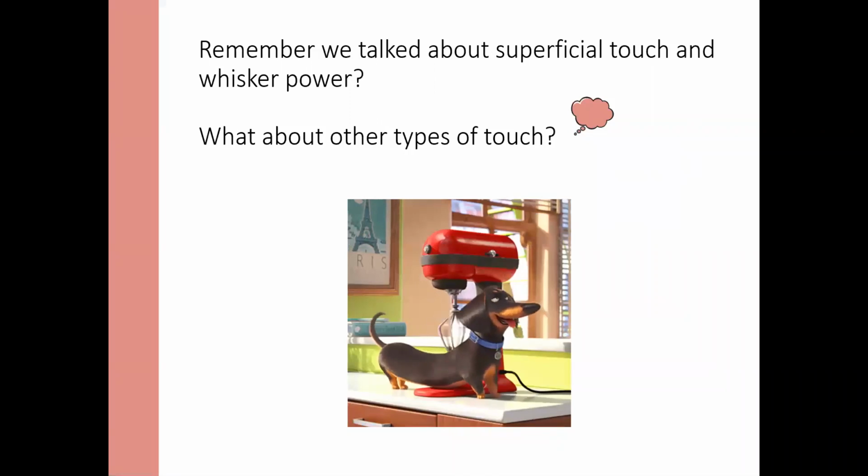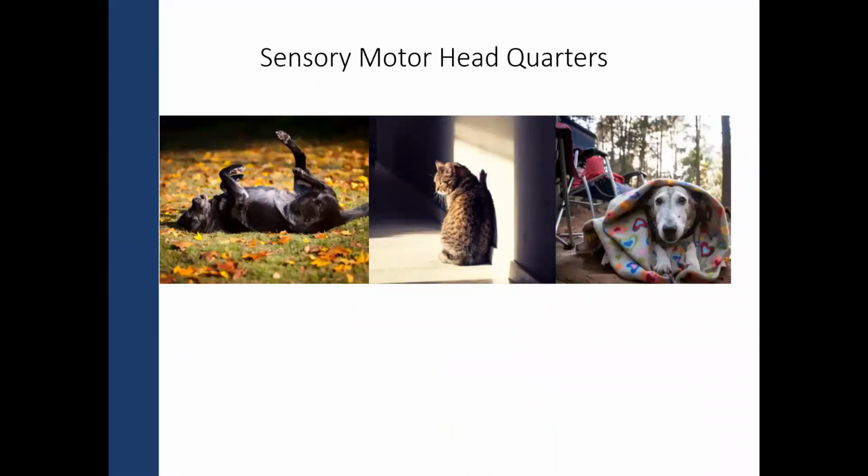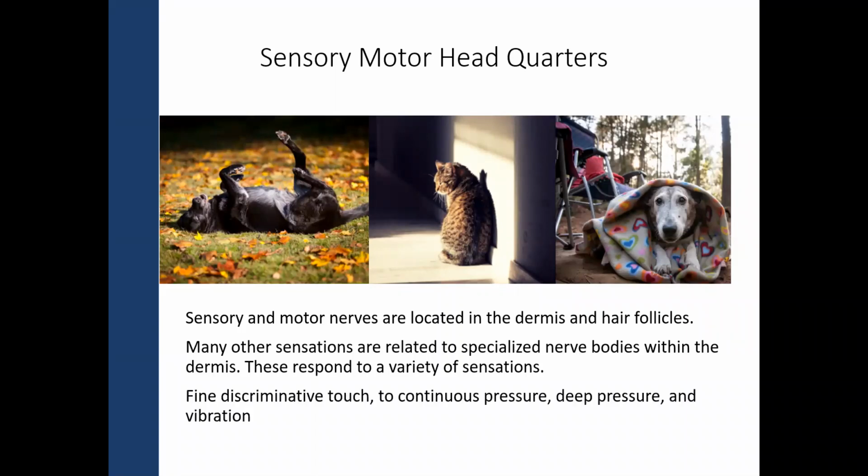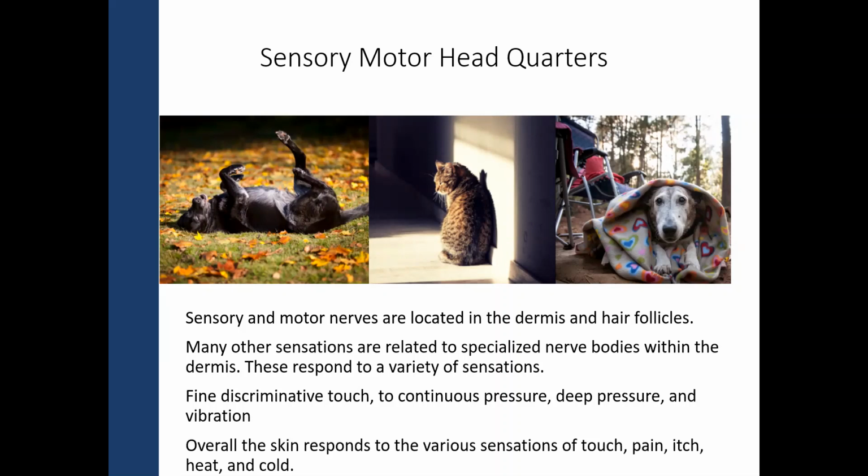Remember when we talked about superficial touch and whisker power? What about other types of touch? The sensory motor headquarters. Sensory and motor nerves are located in the dermis and hair follicles. Many other sensations are related to specialized nerve bodies within the dermis. These respond to a variety of sensations: fine discriminative touch to continuous pressure, deep pressure, and vibration. Overall, the skin responds to the various sensations of touch, pain, itch, heat, and cold.